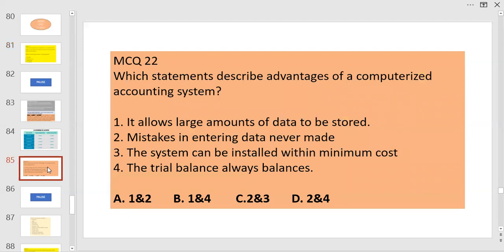Which statements describe advantages of a computerized accounting system? 1, it allows a large amount of data to be stored. 2, mistakes in entering data are never made. 3, the system can be installed at minimum cost. 4, the trial balance always balances.